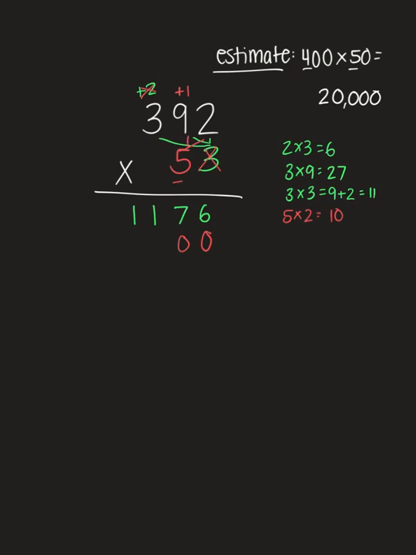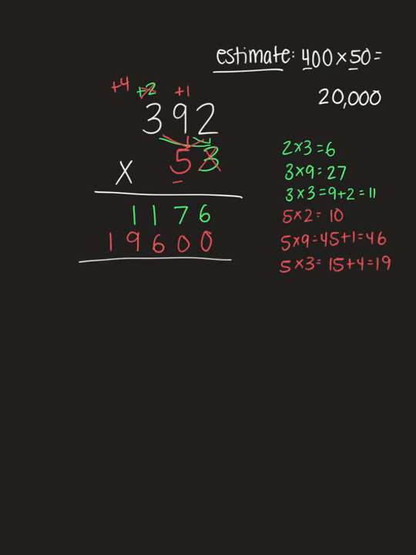5 times 9 is 45. Plus the 1 that I carried gives us 46. So I'm going to put a 6 down, and I have to carry the 4 over to the hundreds place. And then my final multiplication fact is 5 times 3, which gives me 15. I'm going to add the 4 on to get 19. Nothing left to carry over top, so I write 19 down below.